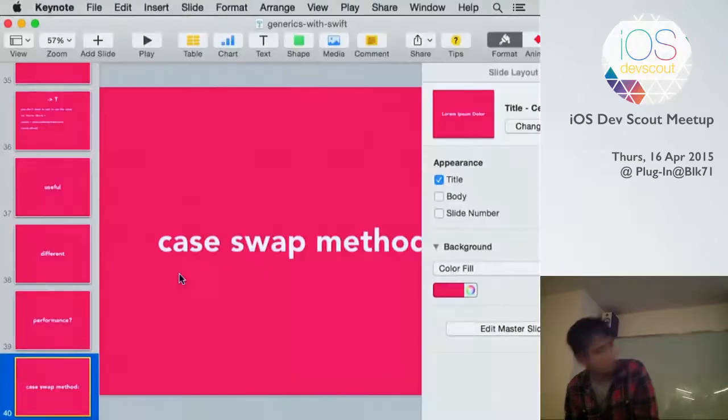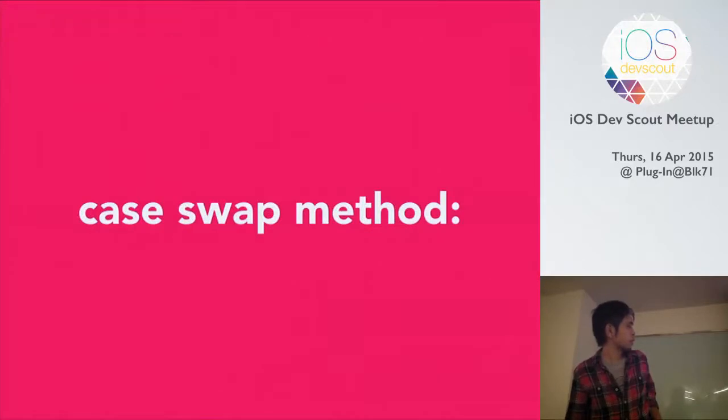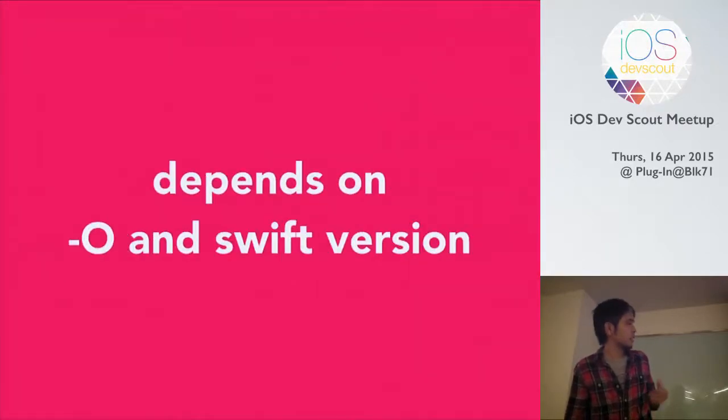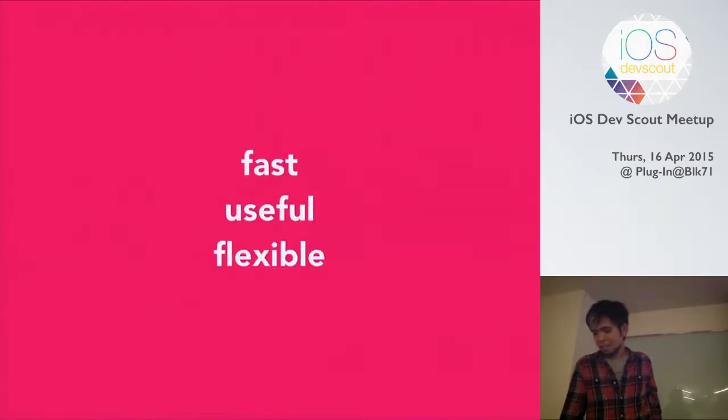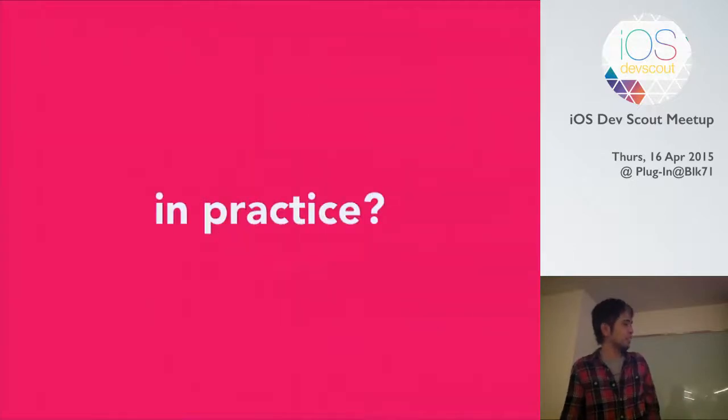Okay, let me go back to the slide. So I would say generics is fast, but it depends on optimization and the Swift version. So now I hope you think generics is useful, fast and flexible. And then you might think, okay, so how can I use it in practice?